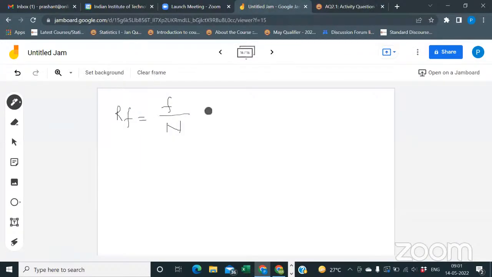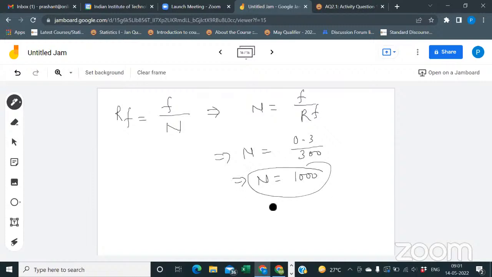Okay, yes, sir. From here, what can I get? N equals frequency upon relative frequency. Now, frequency is 0.3, relative frequency is 300. So will it not be 1000? Yes, sir. And similarly, you can take any value. You can take 0.25 divided by 250 also. Again, it will give 1000.